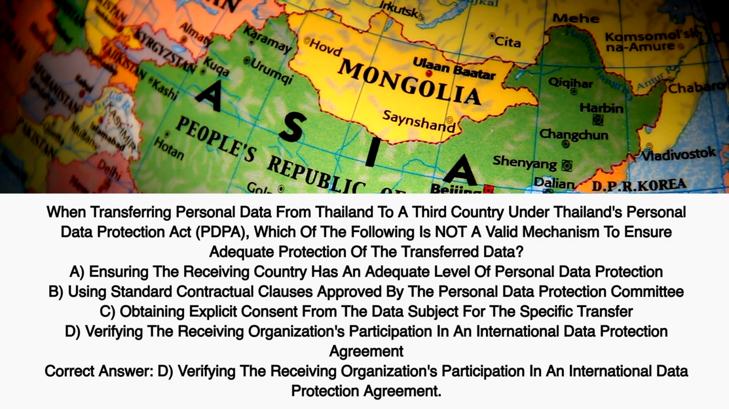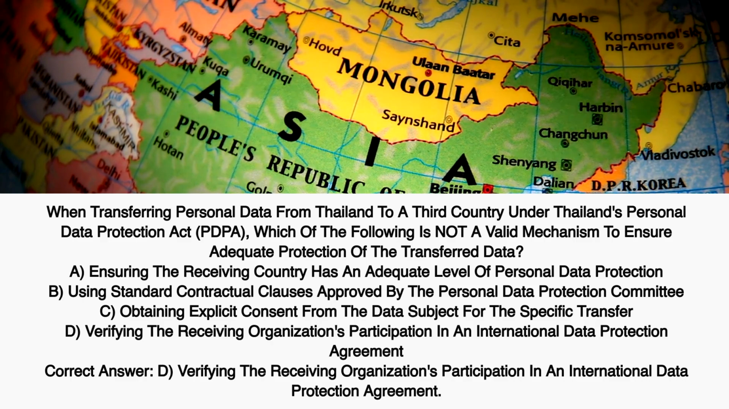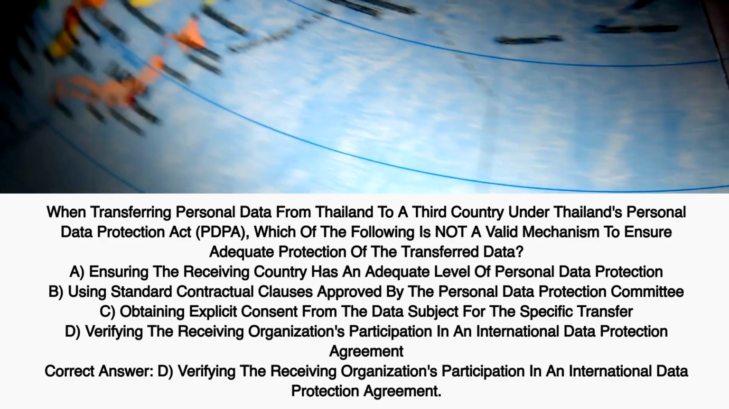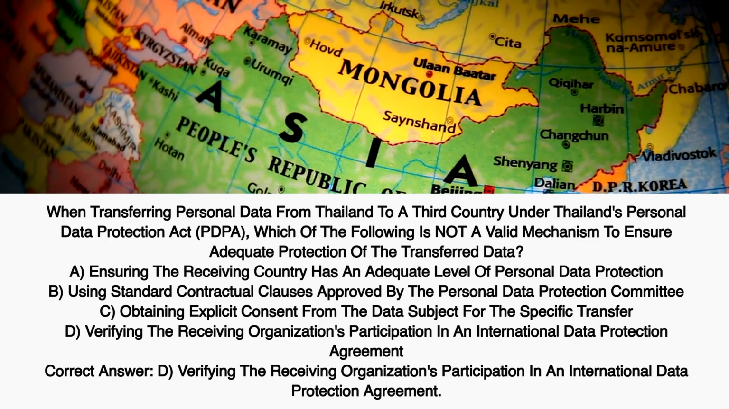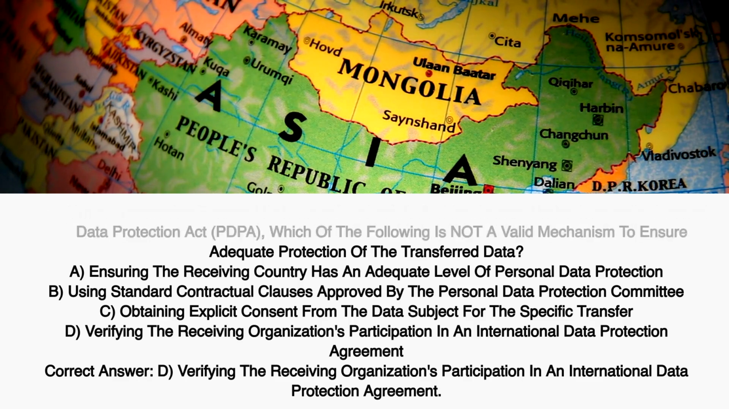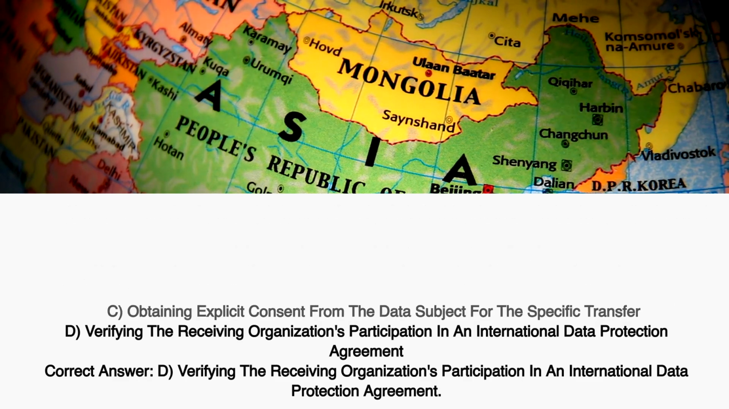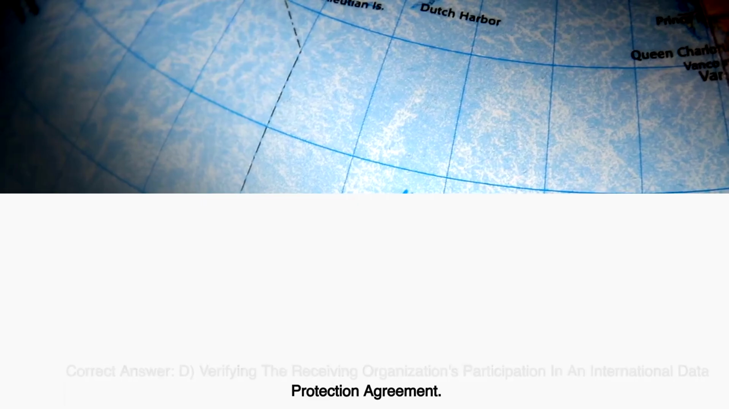A. Ensuring the receiving country has an adequate level of personal data protection. B. Using standard contractual clauses approved by the Personal Data Protection Committee. C. Obtaining explicit consent from the data subject for specific transfer. D. Verifying the receiving organization's participation in an international data protection agreement. Correct answer: D. Verifying the receiving organization's participation in an international data protection agreement.